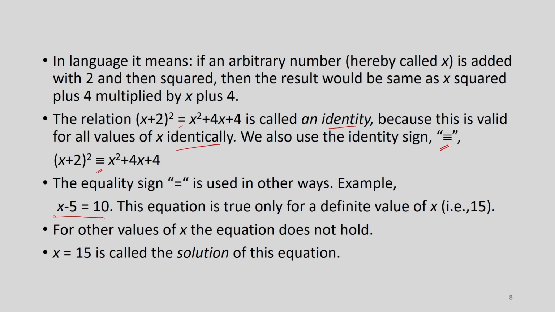For other values of x, this will not be correct. For example, if you put x is equal to 5, then 5 minus 5 is equal to 0. So, left hand side will not be equal to right hand side. So, LHS is equal to RHS only if x has a particular value, and that is why this is not an identity, it is an equation. For other values of x, the equation does not hold.